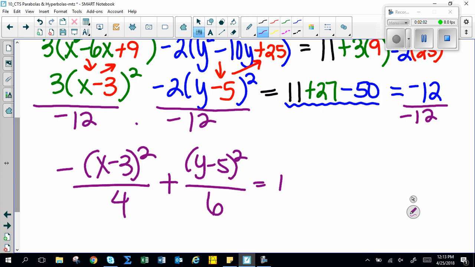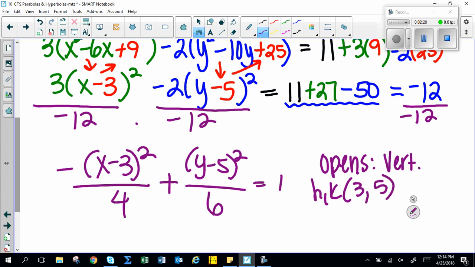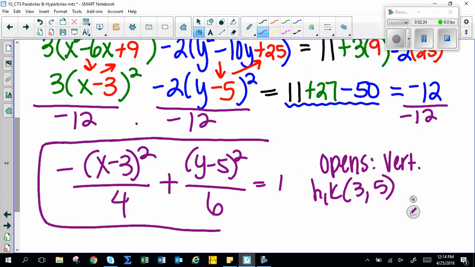So I have a hyperbola, which opens which way? Vertically. So I have a hyperbola that opens vertically. And what's the center of this? It's +3, +5. All right, so we could graph this, yes? Excellent. So there's an example of completing this square.